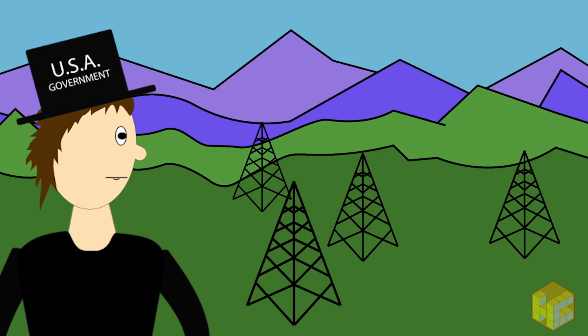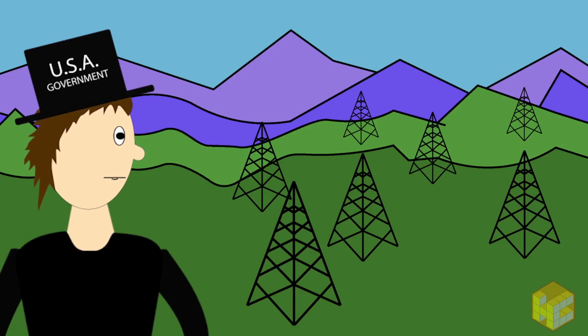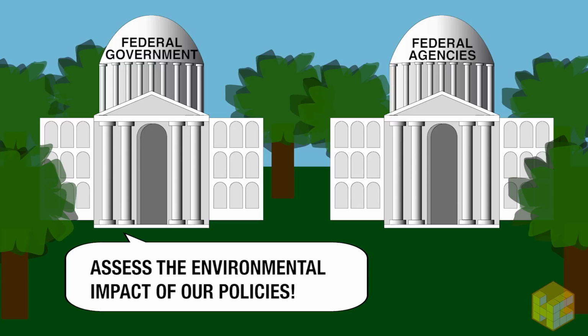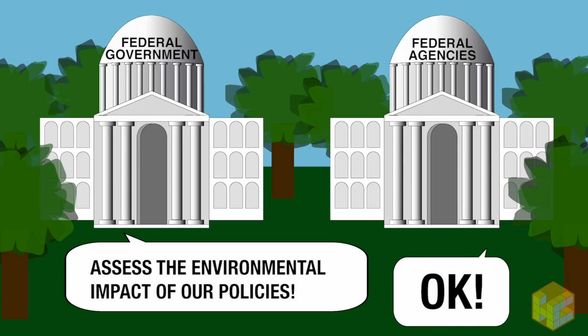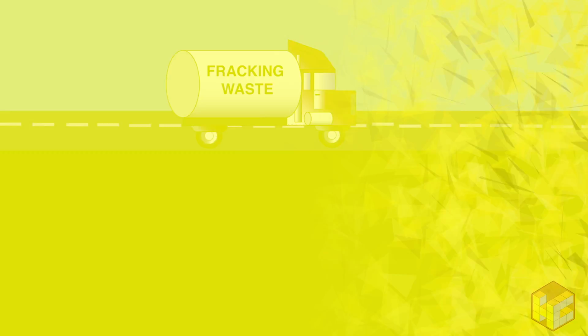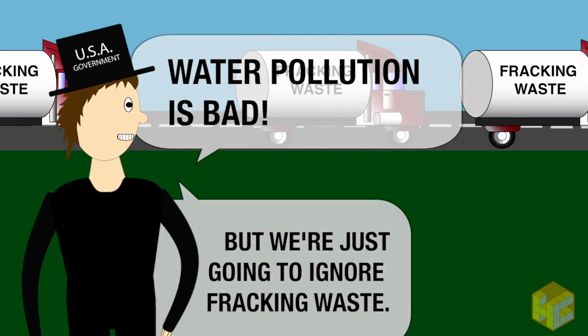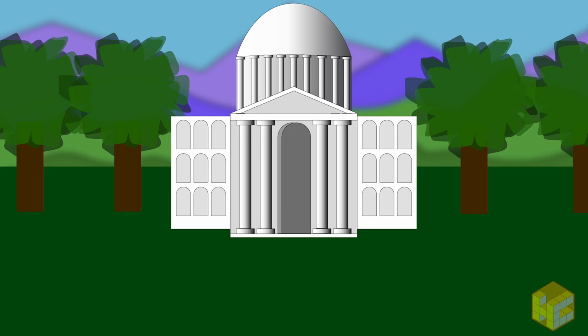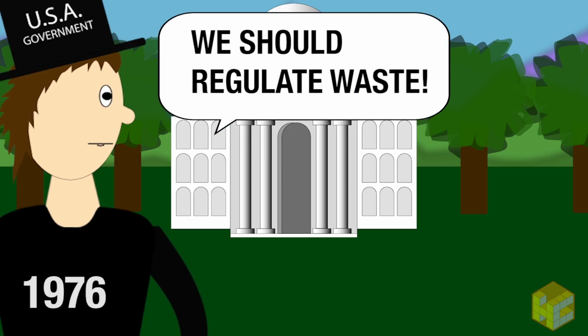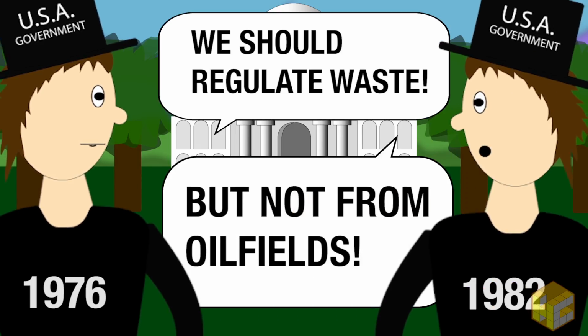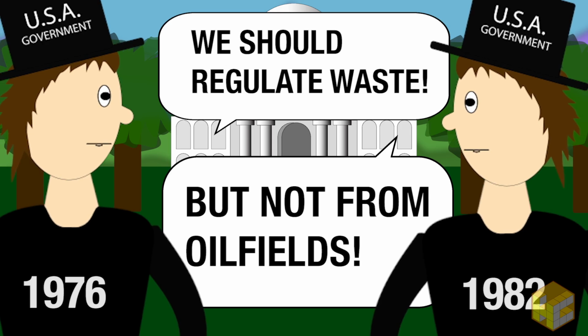And while pollution from one well may be minimal, pollution from hundreds of wells in a certain geographical area certainly isn't. The National Environmental Policy Act of 1969, NEPA for short, required federal agencies to assess the environmental impact of federal actions. The Clean Water Act of 1972 created limits for pollutants in surface waters, but fracking fluids are not classified as pollutants. The Resource Conservation and Recovery Act of 1976 created regulations on waste in order to protect the health of people and the environment. But in 1982, waste from oil fields was exempted from these regulations.